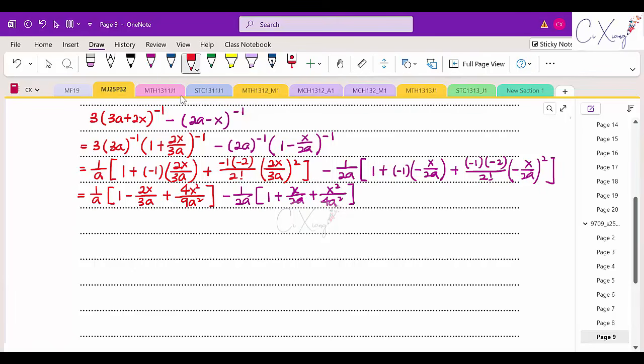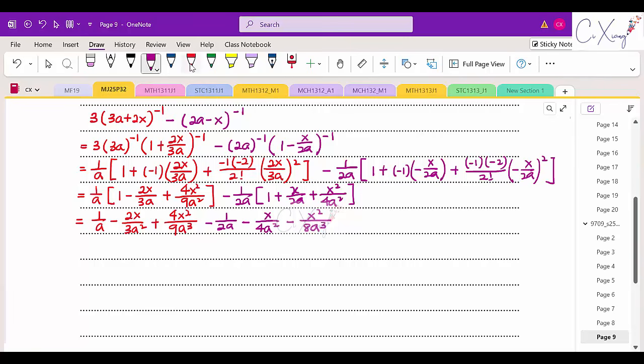Okay, then after that, multiply the 1 over a inside the red color bracket here. So you will have 1 over a minus 2x over 3a squared, then plus 4x squared over 9a cubed. For the purple color one, multiply it also. You will have first term -1 over 2a. The second term will become x over 4a squared. Then the third term will be negative x squared over 8a cubed.